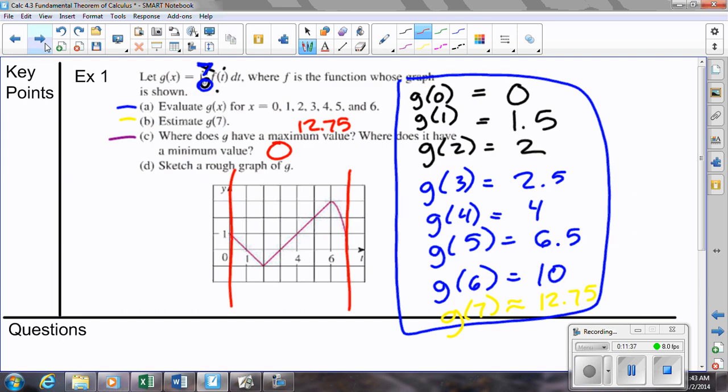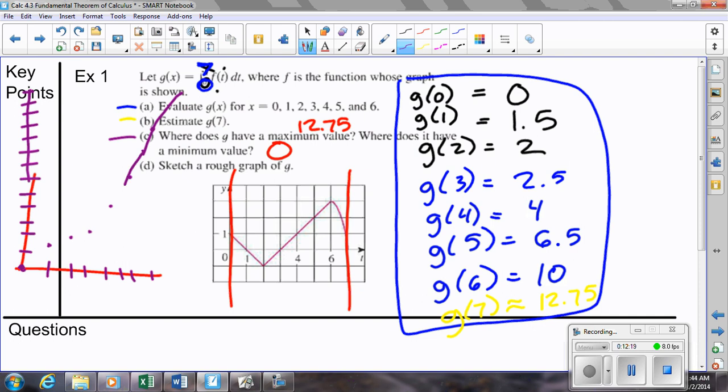Now, we know that we could go through and kind of create this quick little sketch, which I'm going to leave for you guys. 0 goes to 0, 1 goes to 1.5, 2 goes to 2, 3 goes to 2.5, 4 goes to 4, then 5 goes to 6.5, then we had 6 goes all the way up to 10, then we had it going up to there. And so we could kind of connect the dots to create a sketch of our graph.